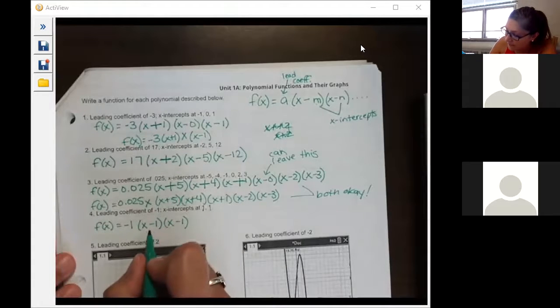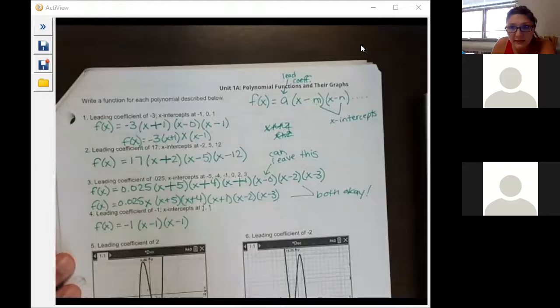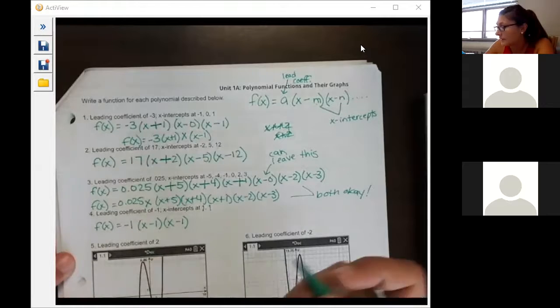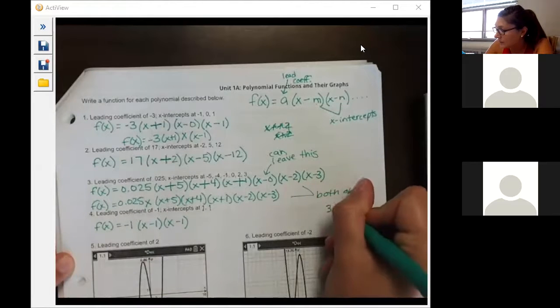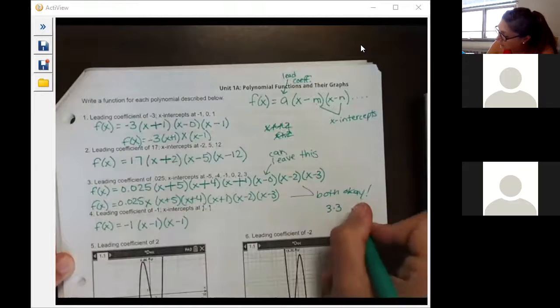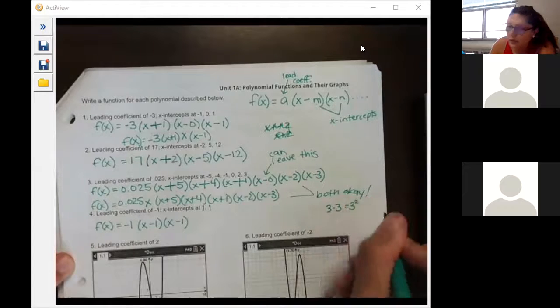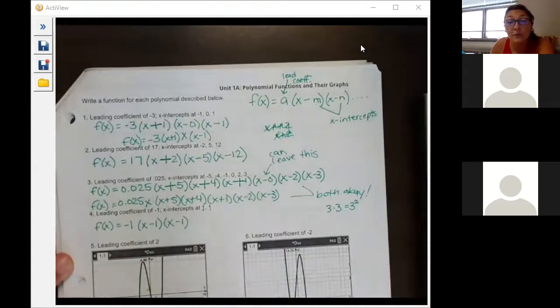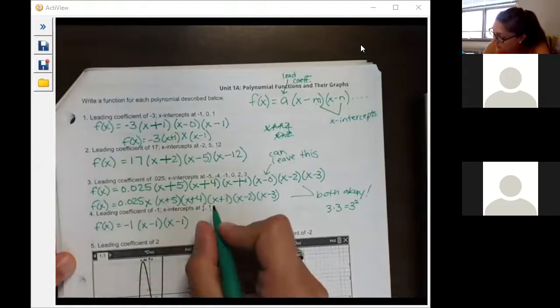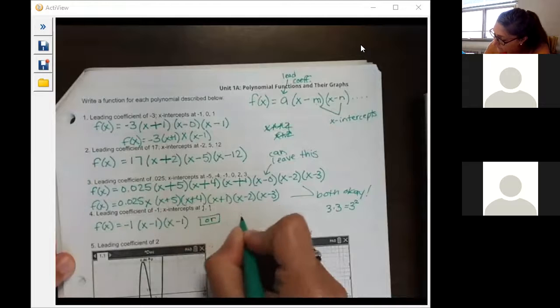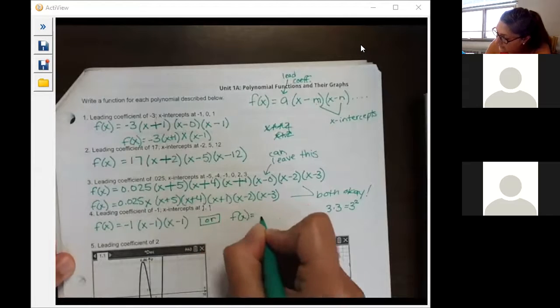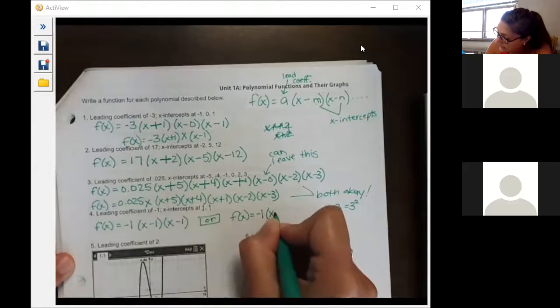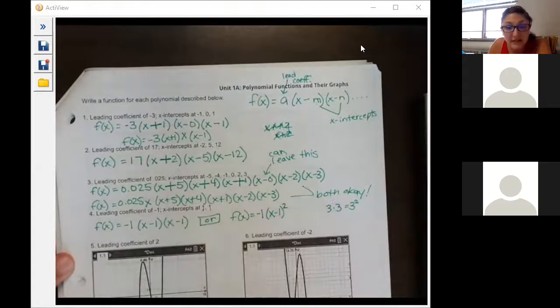So remember when we have the same thing that we're multiplying together, there's another way that we could represent that. So let's say I had 3 times 3. I could represent that as 3 squared. I can use an exponent to represent that repeated multiplication. I'm multiplying this thing by itself a couple of times. So this we could also write as f of x equals -1 times x minus 1 squared. Since I've got 2 of them, I don't have to write them separately. I could just use a square to represent that.